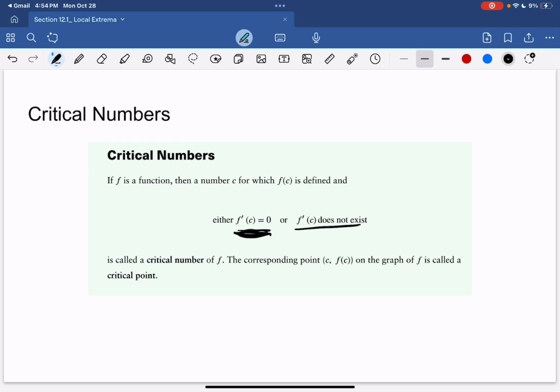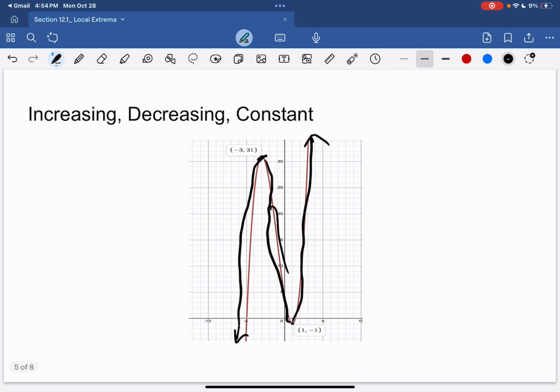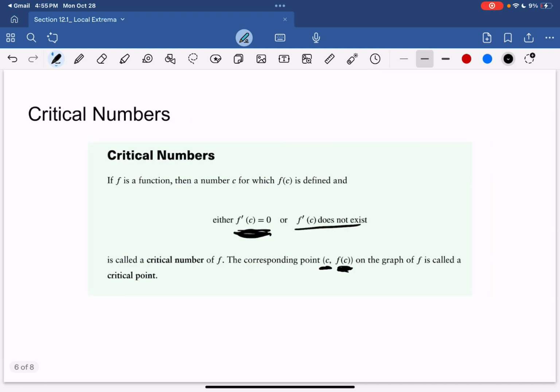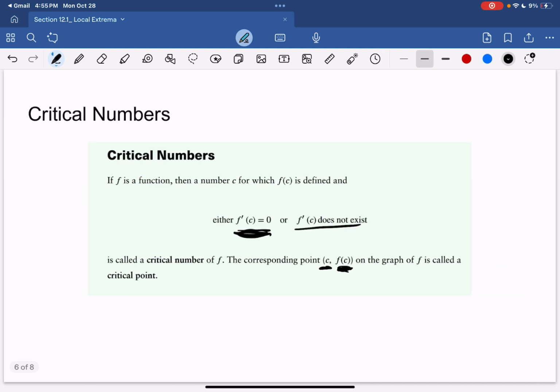The critical point is when we take the value that we find, like -3 and 1, and plug it back into the original function. That is called a critical point. That gives us the point at which the change happens. We can see that on the graph. They took -3, plugged it back in, got 31. Plugged 1 in, got -1. That is the critical point where the change happens. Whatever change it is, that's where the change occurred. And so that is called a critical point.